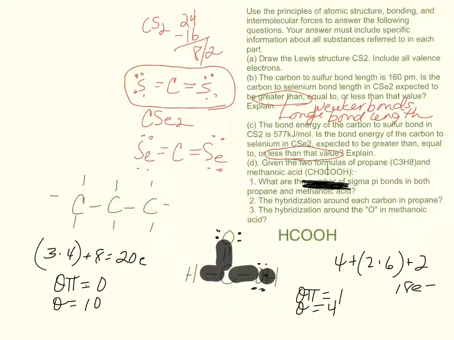And the hybridization around each C in the propane. So the hybridization is going to be, we have S, P1, P2, P3. So this is going to be sp3. And then around the O, we have sp2, because the double bond counts as a single. All right. And that is it.